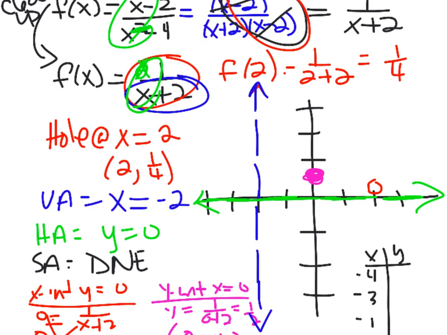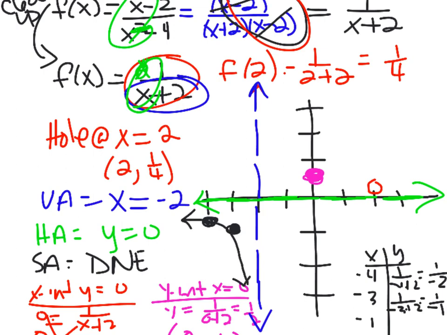So I plug these numbers into the cleaned up version. So I have 1 over -4 plus 2, which is 1 over -2, so it's -1/2. Okay, so I'm going to plot that point. So I have -4, -1/2. And then I'm going to do -3. So I have 1 over -3 plus 2 is 1 over -1. So that's -3, -1. So I can see what's going on here. My graph is looking like this.